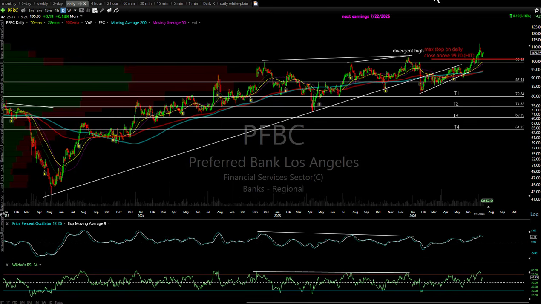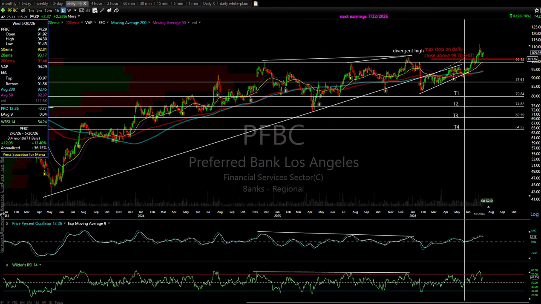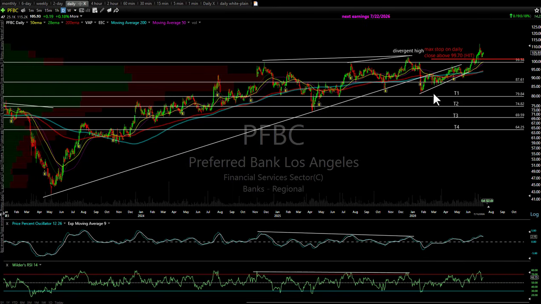This one is stopped out. I'm going to remove it. I'm going to use this video. I gave that one to you. We shorted it, I think here. We came very close, but reversed just shy, not close enough, in my opinion, to the first target. So I'm not going to consider that target hit. I'm going to consider this one stopped out for a loss of about 12-13%. And that's PBFC, Preferred Bank of Los Angeles.